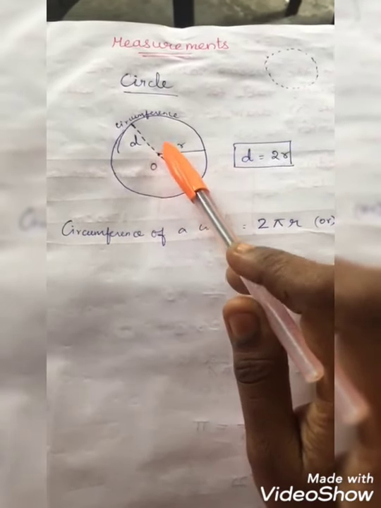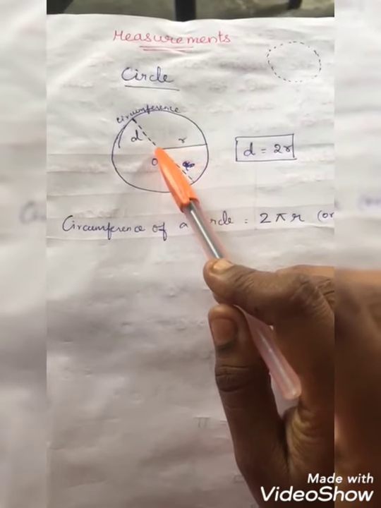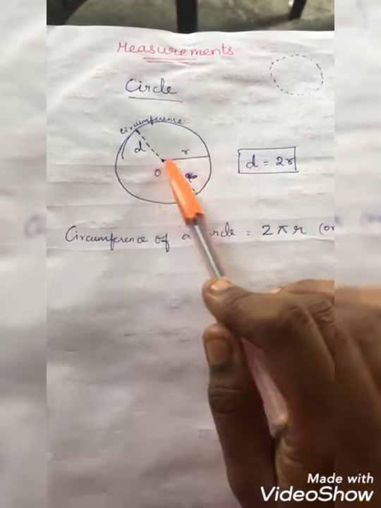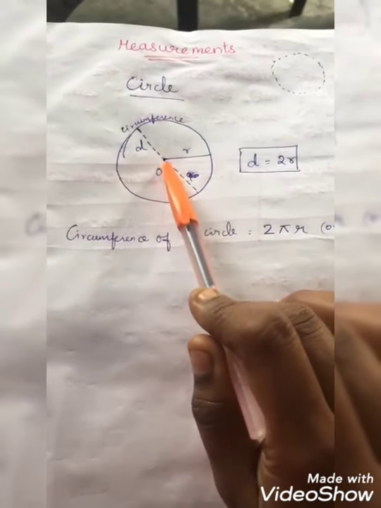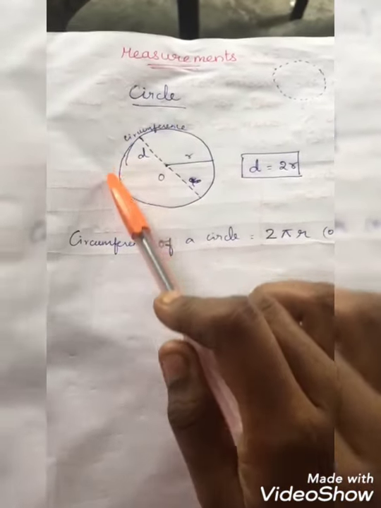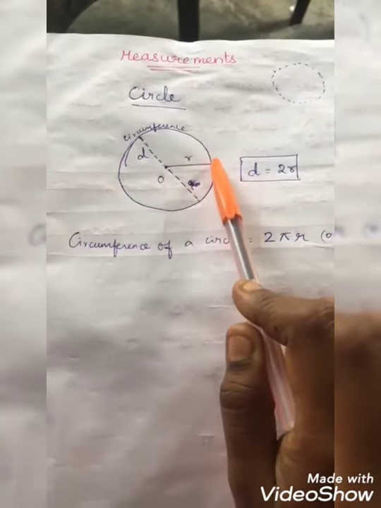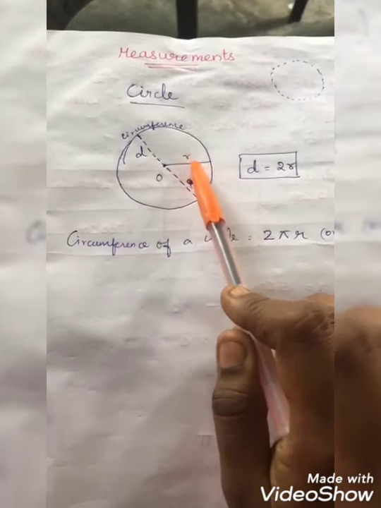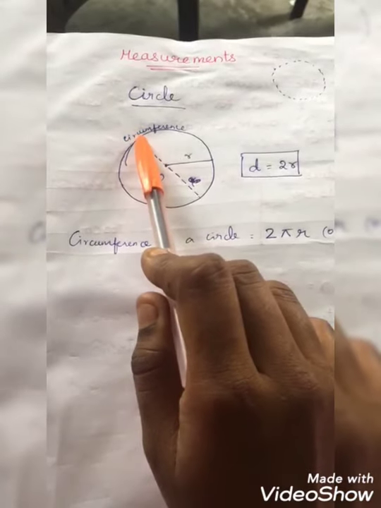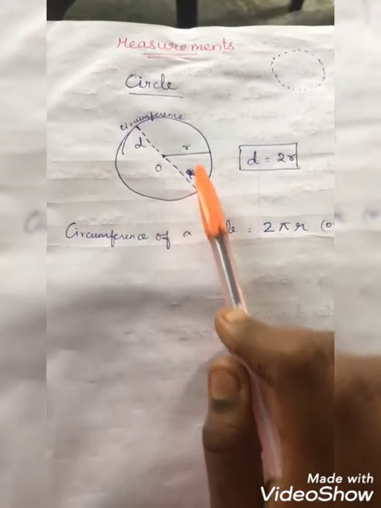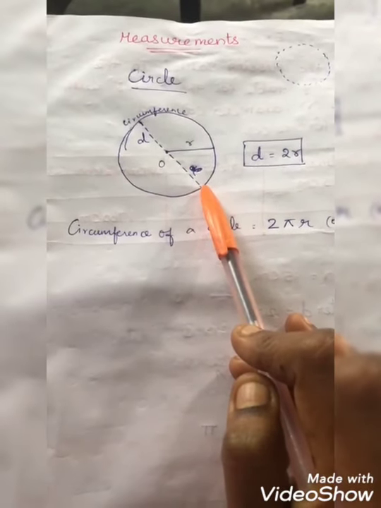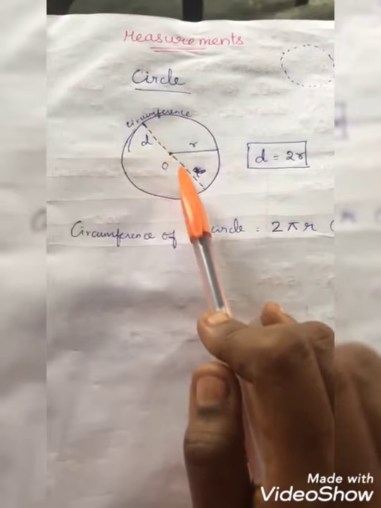The distance between the center of the circle and the circumference, any point on the circumference, is said to be a radius. So from the center of the circle to the circumference, any point on the circumference, if you draw a line, that is a radius. Okay, and then a line which is drawn to the end of the circumference which passes through the center is called the diameter. So diameter is nothing but 2 times of radius.